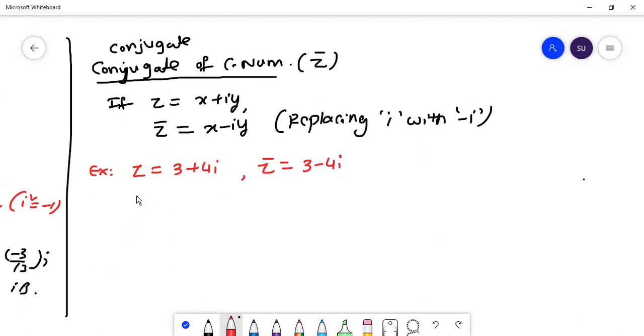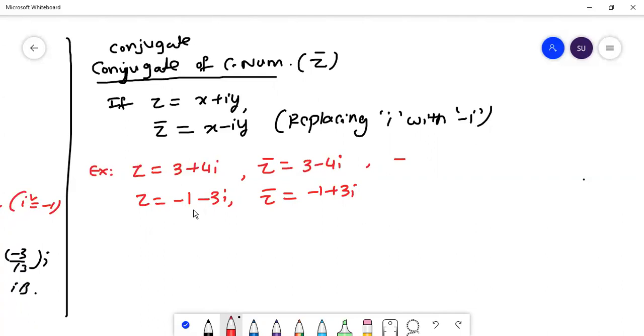If Z is equal to minus 1 minus 3i, then Z bar is equal to minus 1 plus 3i. In this case, if I want additive inverse, that is minus Z. So this is about conjugate. Simply, conjugate of a complex number means replacing i with minus i. I hope you understood the differences between inverse of a complex number and conjugate of a complex number.